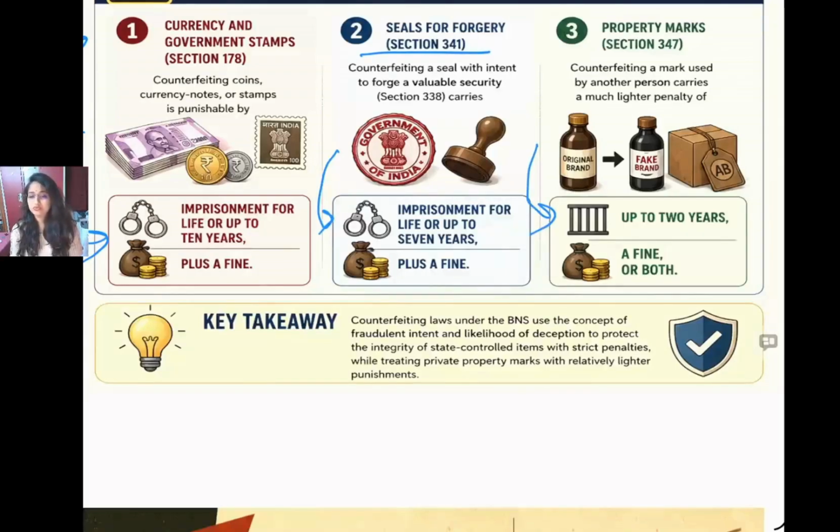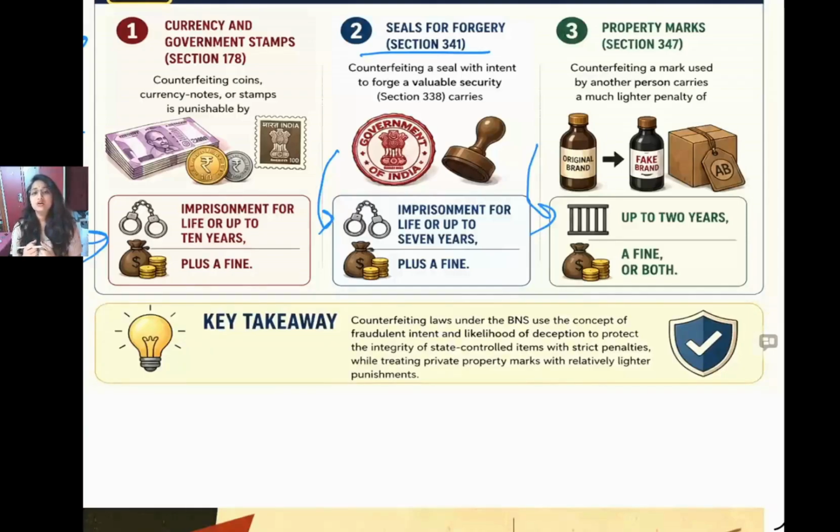So, hope I made my point clear, because the state has a whole country to run. Counterfeiting of coins cannot be allowed by the court.